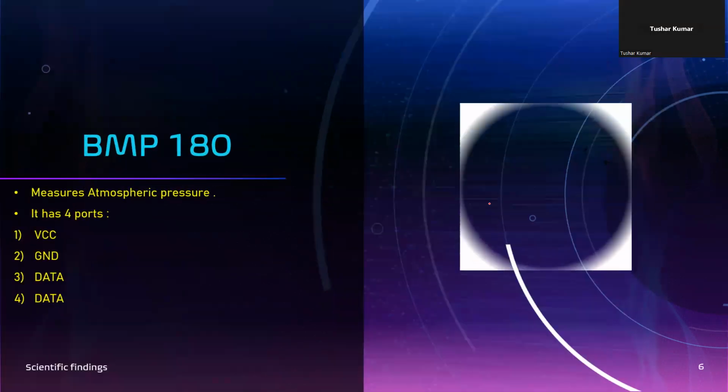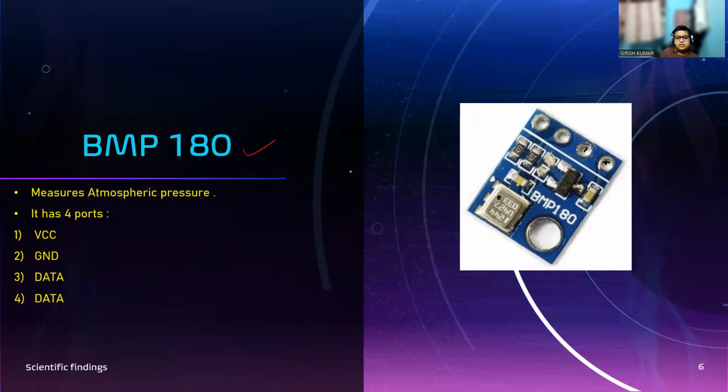Now the second sensor is the BMP180 sensor. This is what the sensor looks like. It measures atmospheric pressure. It has four ports. First, VCC, the positive port. Second is ground. Then data and data; these two are for data.